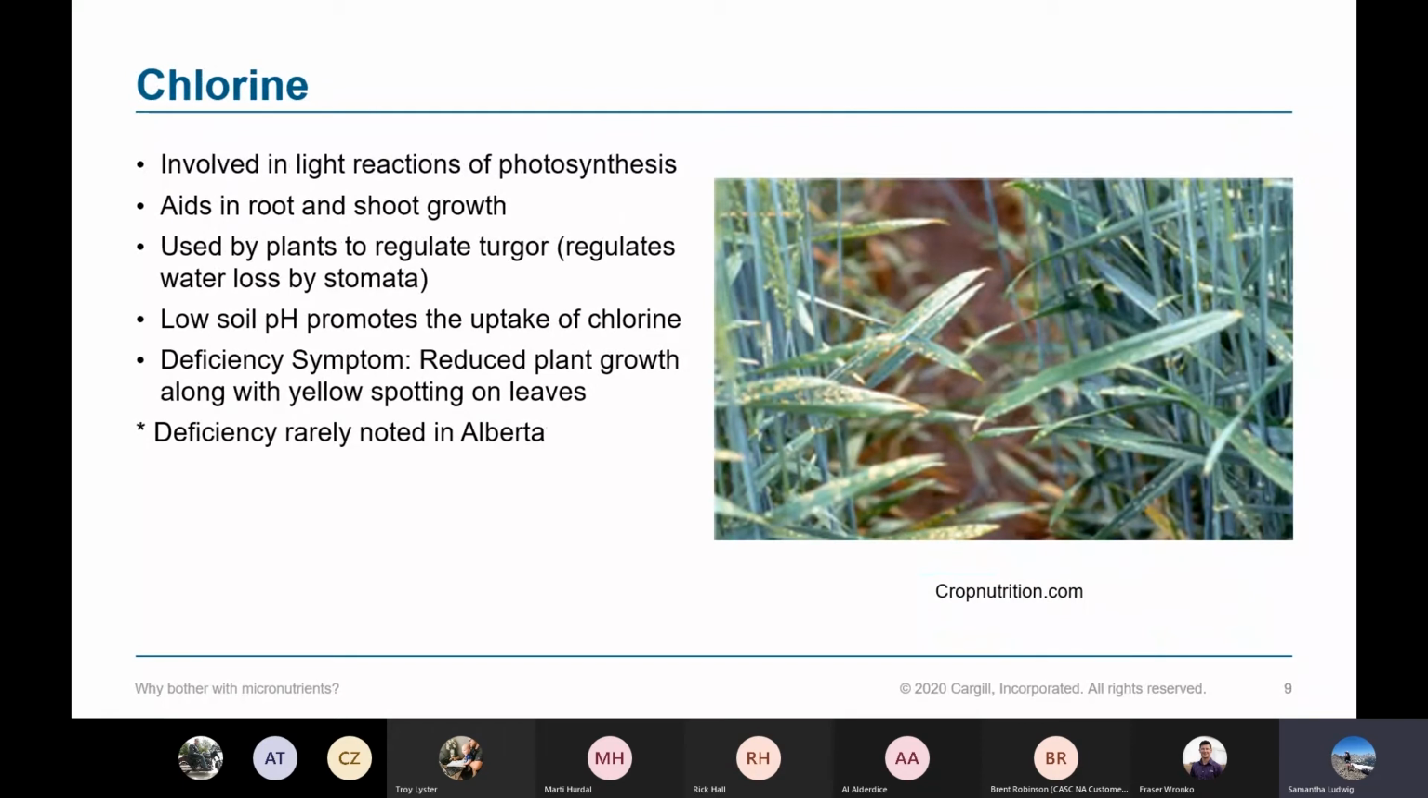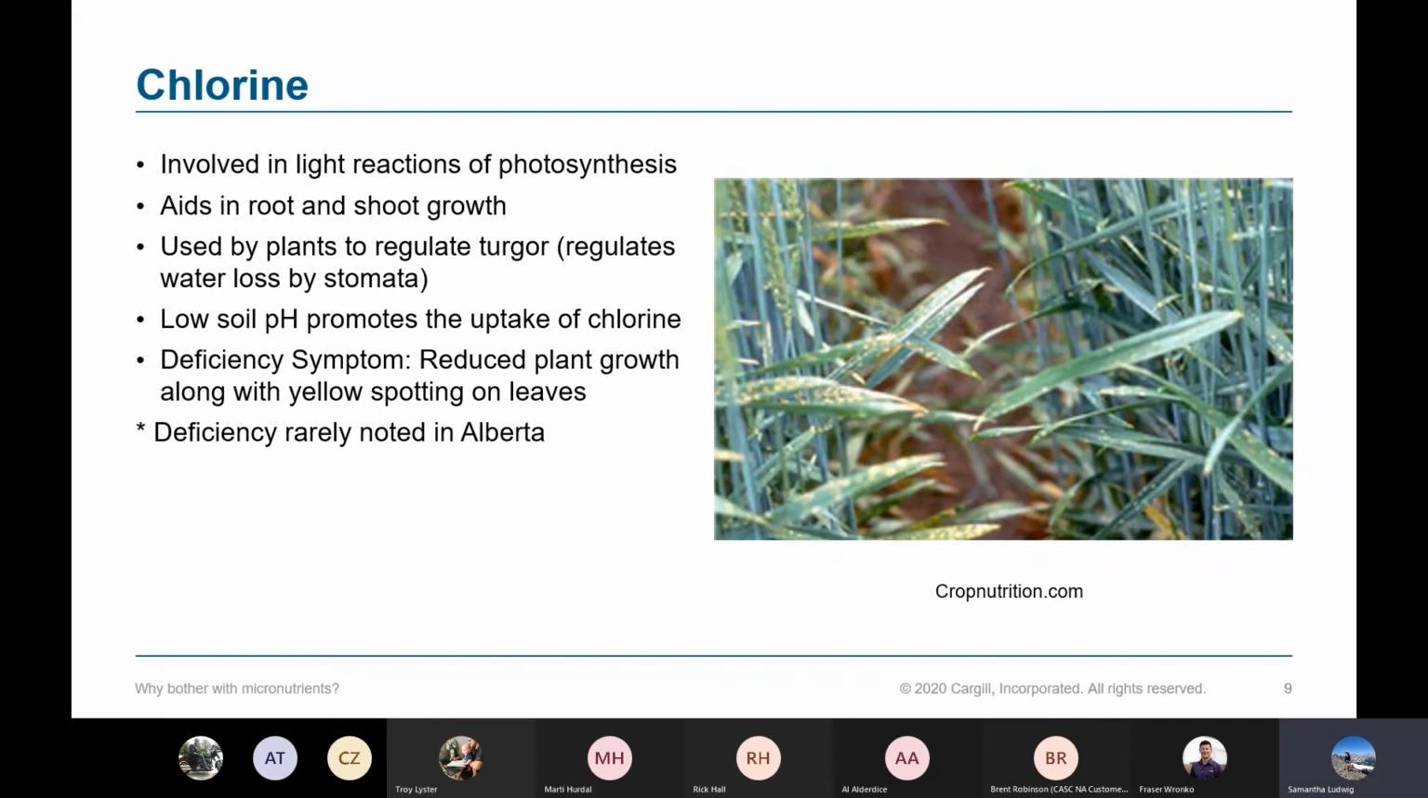So next is chlorine, and this is not often a concern in Alberta, but I'll touch on it because it is important for plant growth. It's involved in light reactions as part of the photosynthesis process, and it aids in root and shoot growth. It's used by plants to regulate turgor. So turgor in a plant is its ability to stay strong and upright. It's a pressure from water within the plant that does that, and so essentially it regulates the water flow within the plant and prevents loss through stomata.